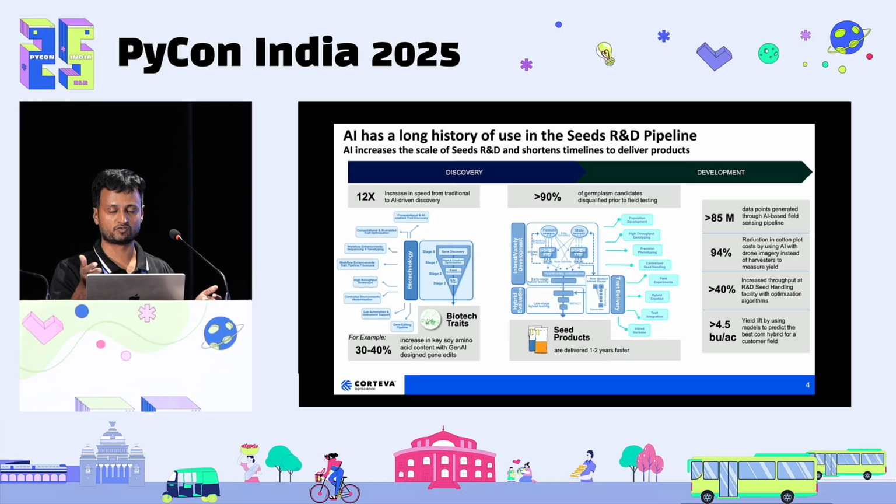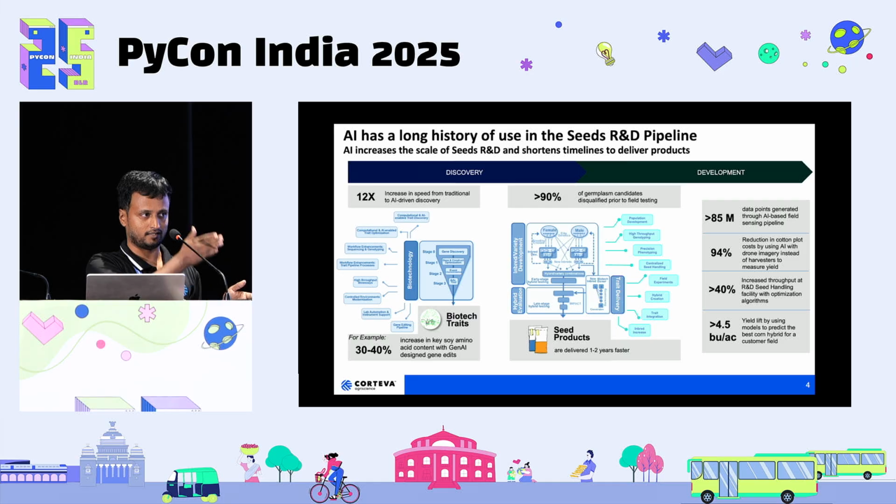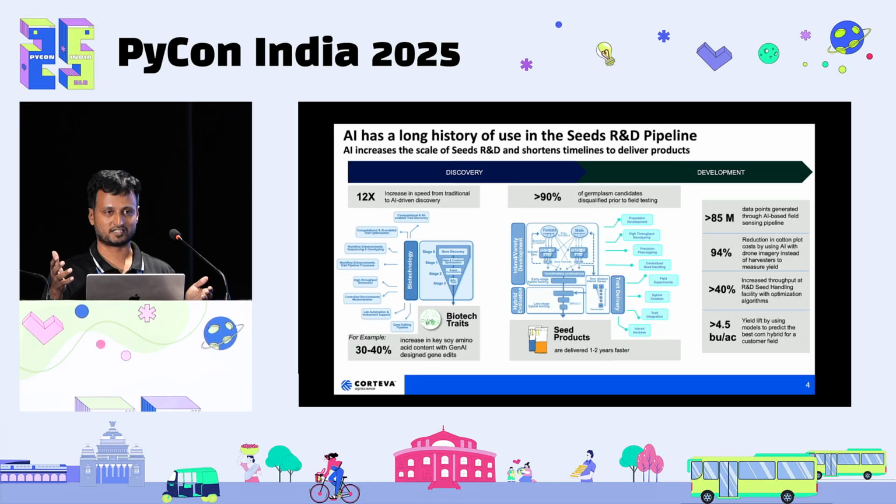For example, seeds is one of the main products for us, right? When we develop seeds, there is a discovery phase and there is a development phase. In the discovery phase, you work on a lot of biotech traits, and there's a biotech pipeline that you develop. You basically look at your genes and you try to discover new traits. And in the development phase, you start with inbreds and you cross them, you develop hybrids, you test those hybrids in the field, and you collect a lot of data in the field. You use that data to take data-driven decisions about which hybrids to take to market, right?